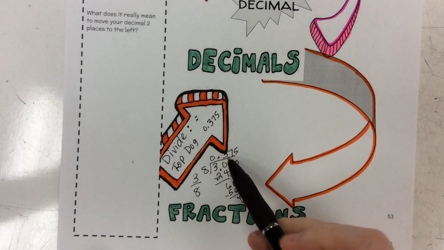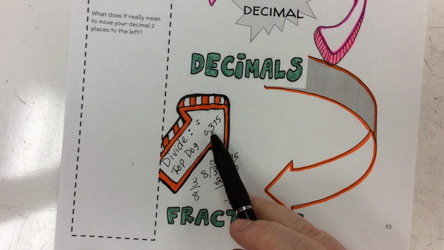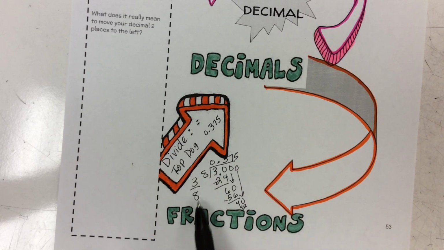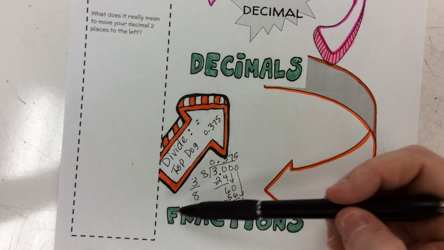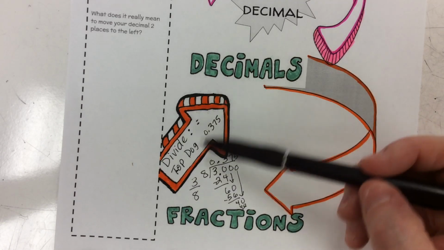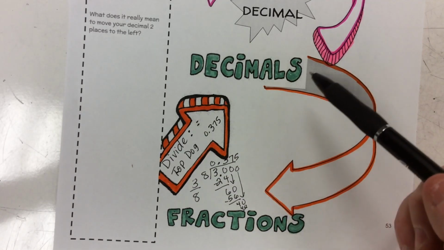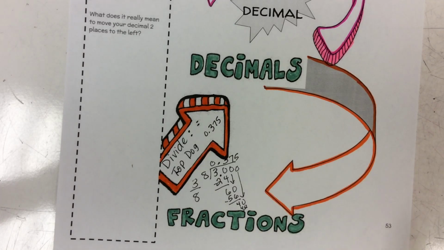Okay, and look, that's less than 1/2, right? That 0.3 is less than 0.5, and look, 3/8 is less than 1/2. So to go from a fraction to a decimal, look at your arrow, the direction it's going, from fraction to decimal, you divide. Now, how do I go from a decimal to a fraction?